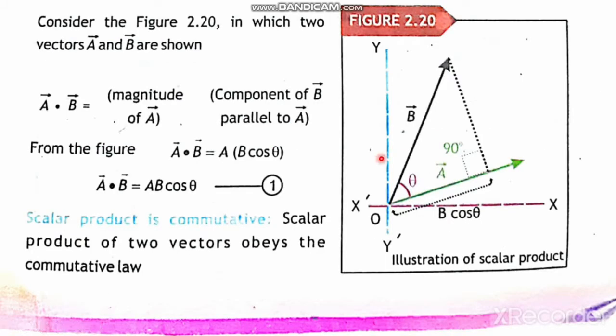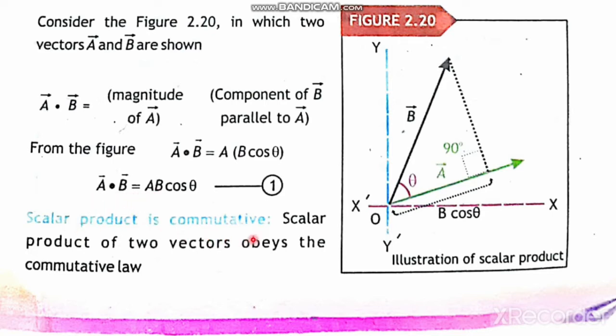Consider the figure. You can see how A dot B is equal to AB cos theta. A dot B means the magnitude of the first vector, that is A, multiplied by the component of vector B parallel to A. The component of vector B parallel to A is the projection of vector B on A, and this is equal to B cos theta. So A dot B is equal to A into B cos theta, that is AB cos theta.